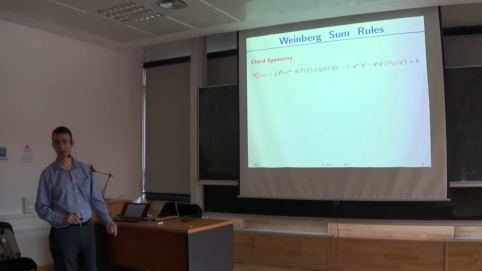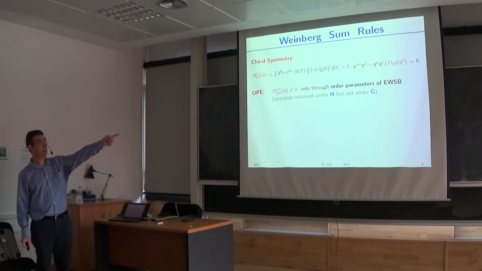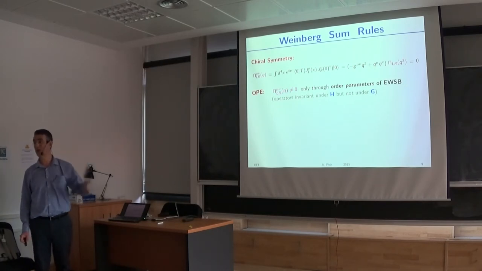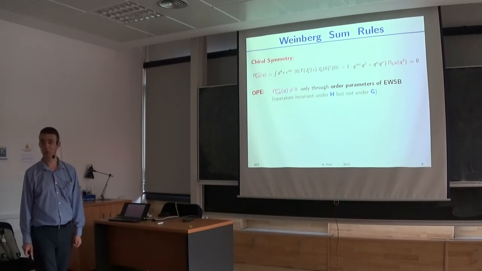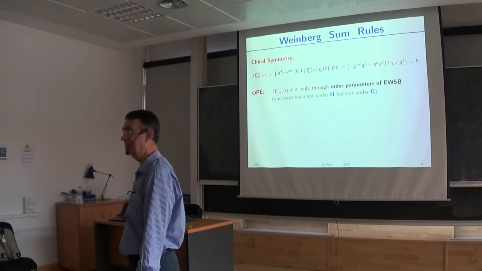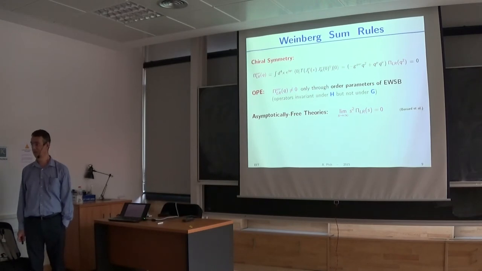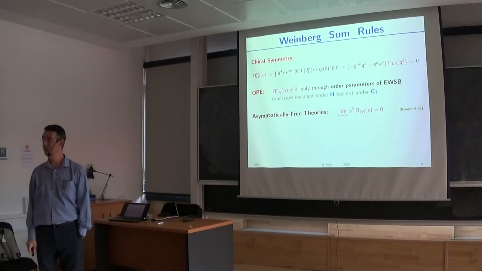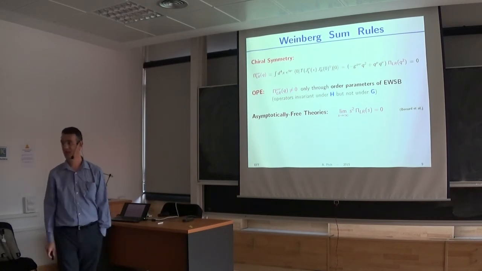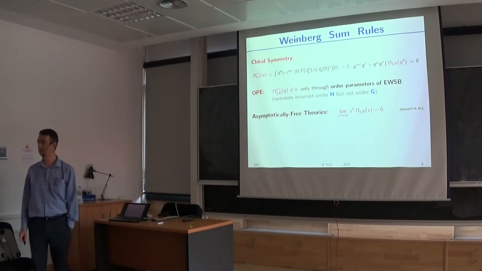But if you analyze which operators break chiral symmetry and can contribute here, you need some operator which is invariant under H but not invariant under G in order to get a contribution to this two-point function. Those are called order parameters of electroweak symmetry breaking. So in order to have such a contribution, you need to go to operators of dimension 6 at least. Which means that in QCD, and this is general for any asymptotically free theory, you prove that the limit of this correlator times s squared when s goes to infinity is zero. Which means that this object falls down at infinity at least like 1 over s cubed. It's a very, very convergent object because it violates chiral symmetry.